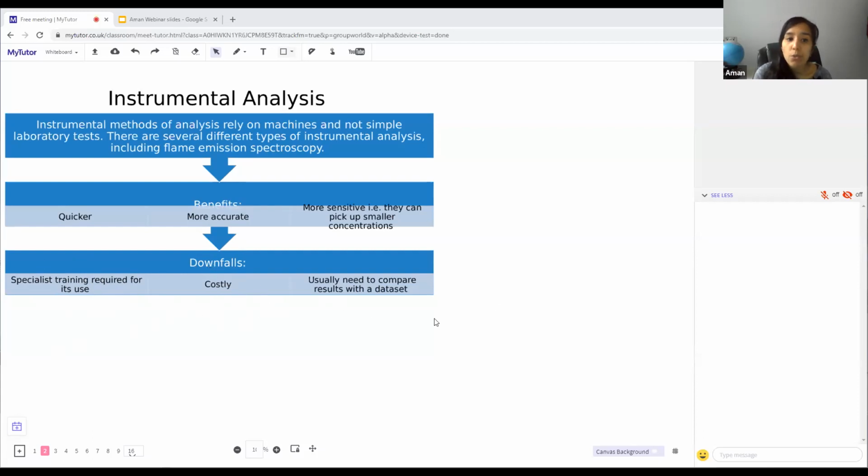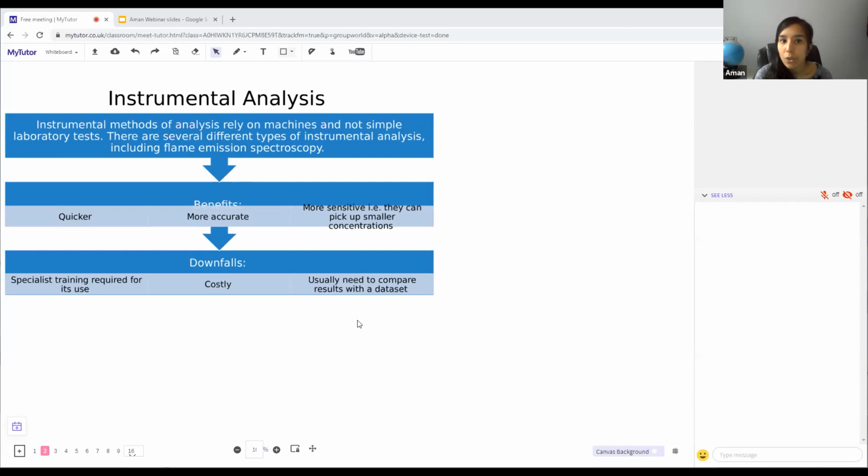And finally, the results that we get from the output of the machine often need to be compared with a data set. So what this means is, if you remember when we looked at purity and we looked at the melting and boiling points of substances and we used those to determine whether a sample is pure or impure, we compared to a data set.